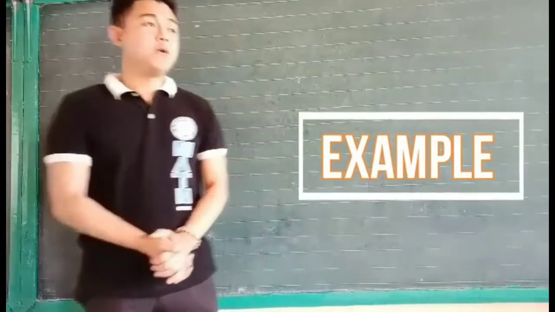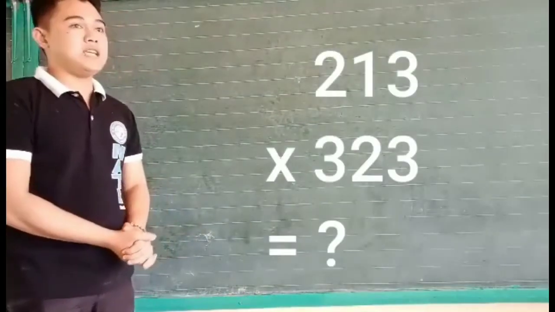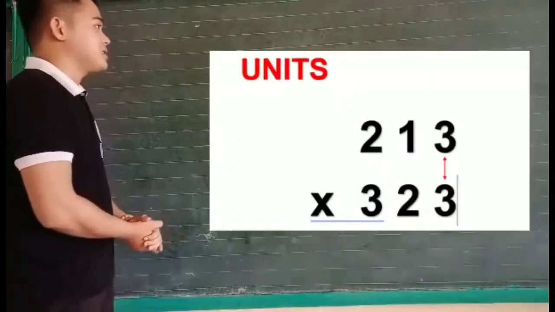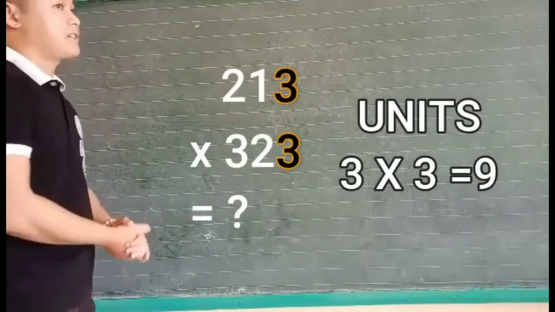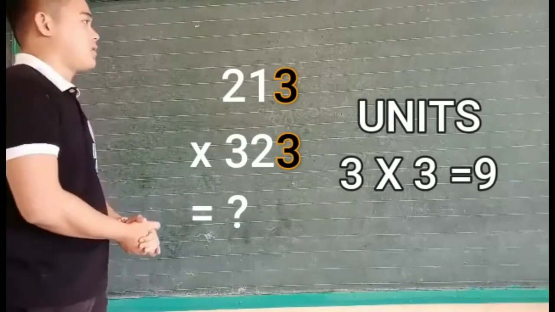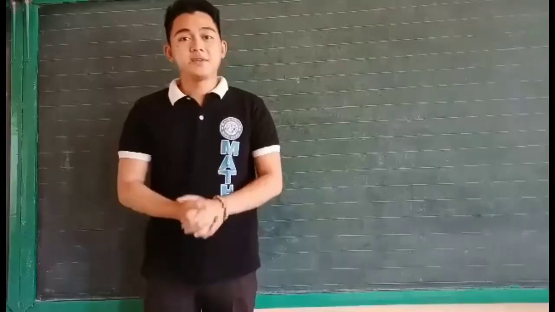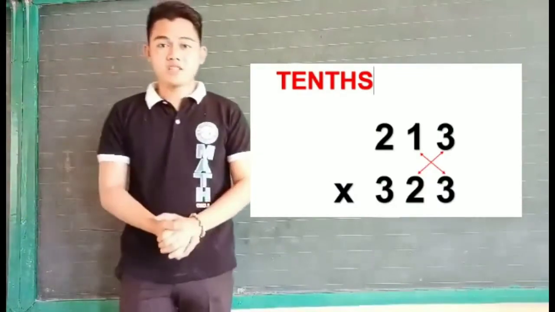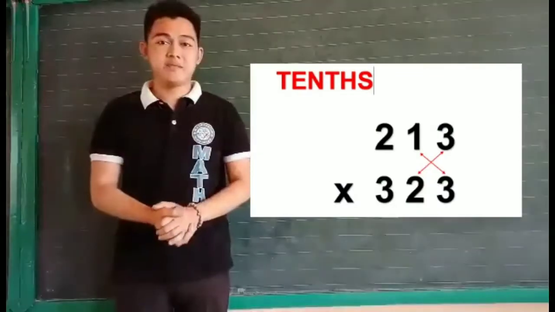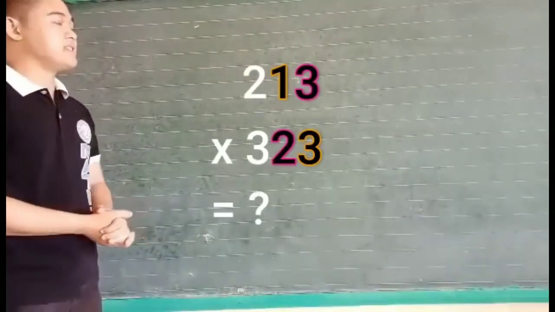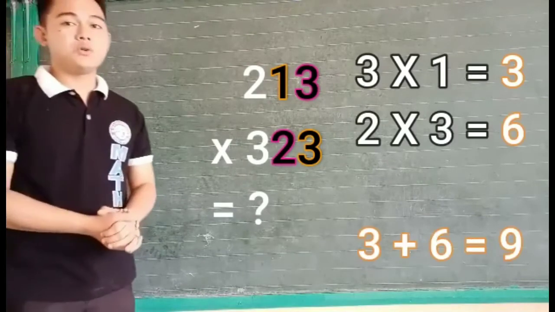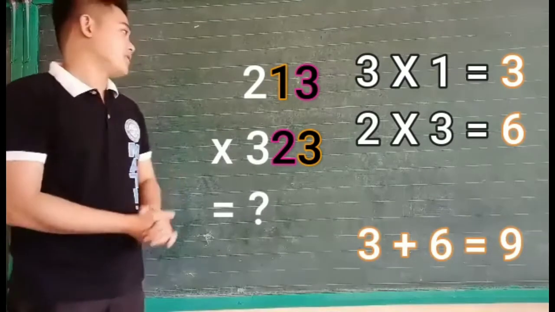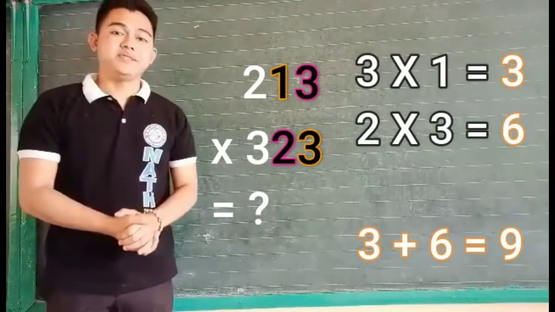Like for example, we have 213 times 323. First, to get the units, we multiply units by units. So here, our units is 3 times 3, and 3 times 3 is equal to 9. Second, to get the tens, we apply cross multiplication by multiplying units by tens and tens by units. So units by tens is 3 times 1 equals 3, and tens by units is 2 times 3 equals 6. So 3 plus 6 is equal to 9.